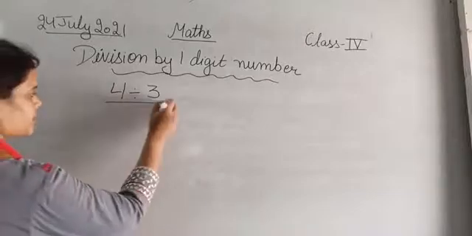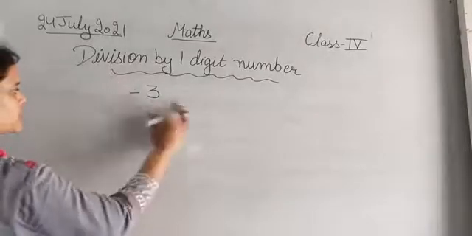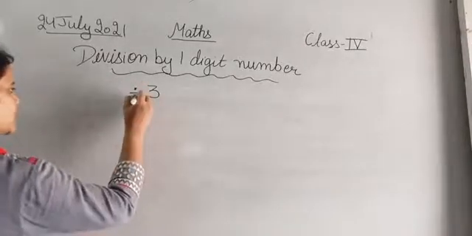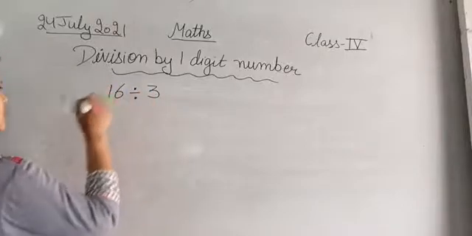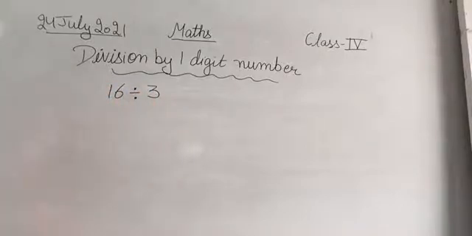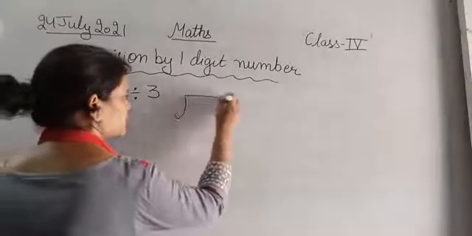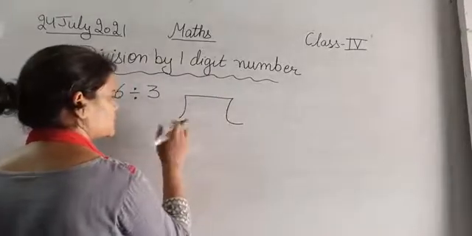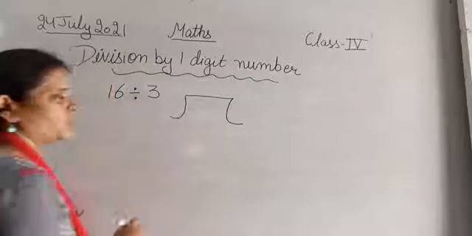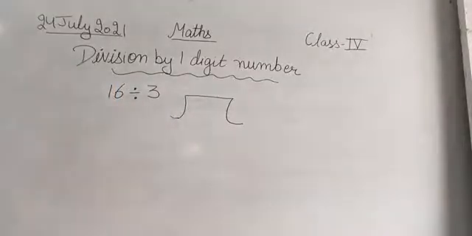So instead of 4, we'll take some other number. Let's take 16. 16 divided by 3. This is the number, and you have to divide it. So let's divide 16 by 3. For doing the division, we use the tabular method.